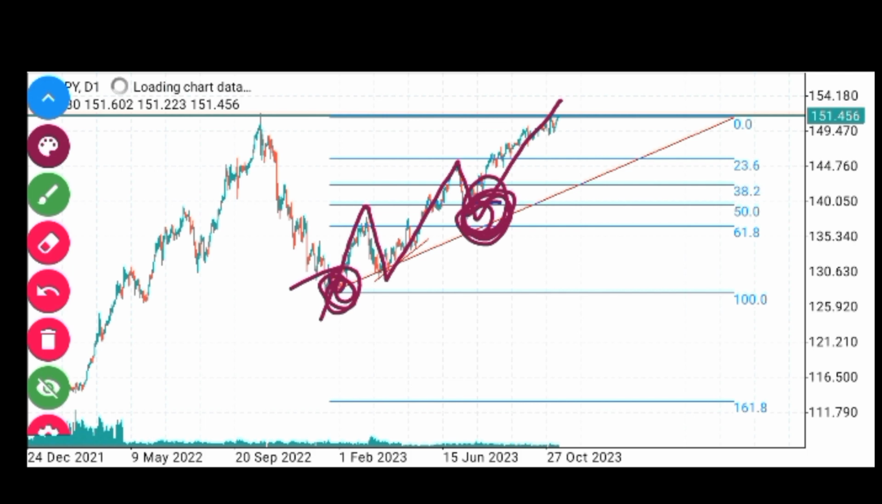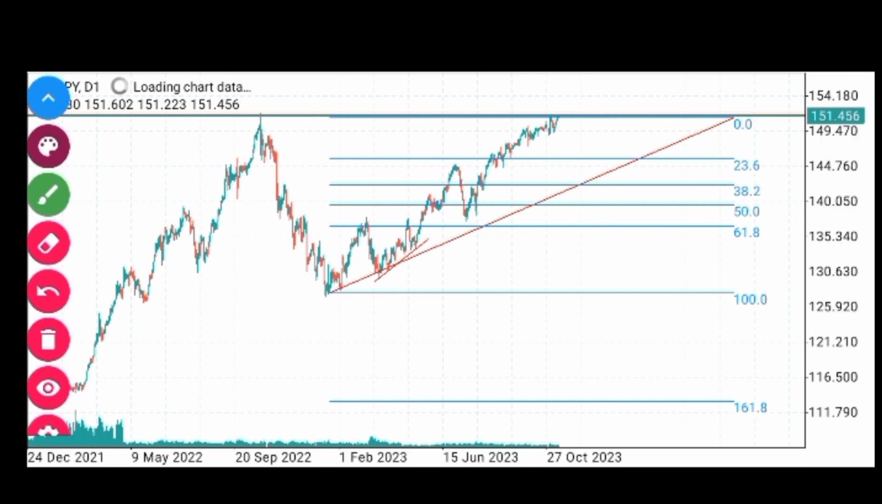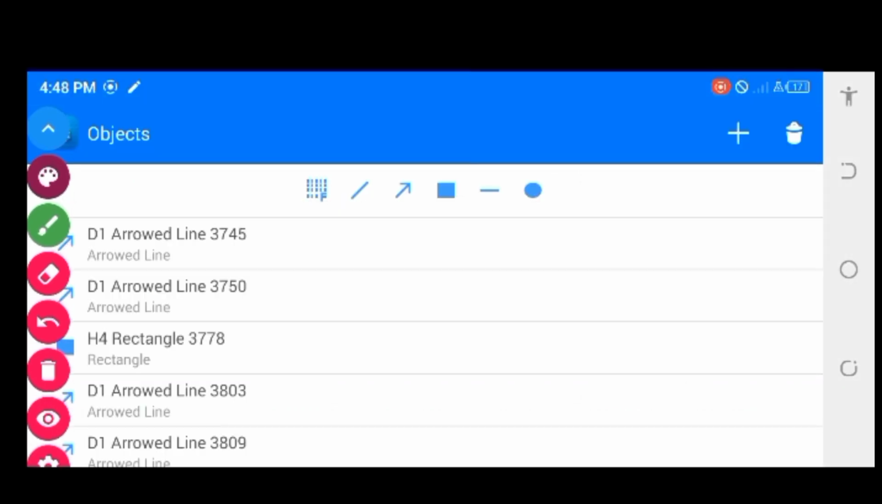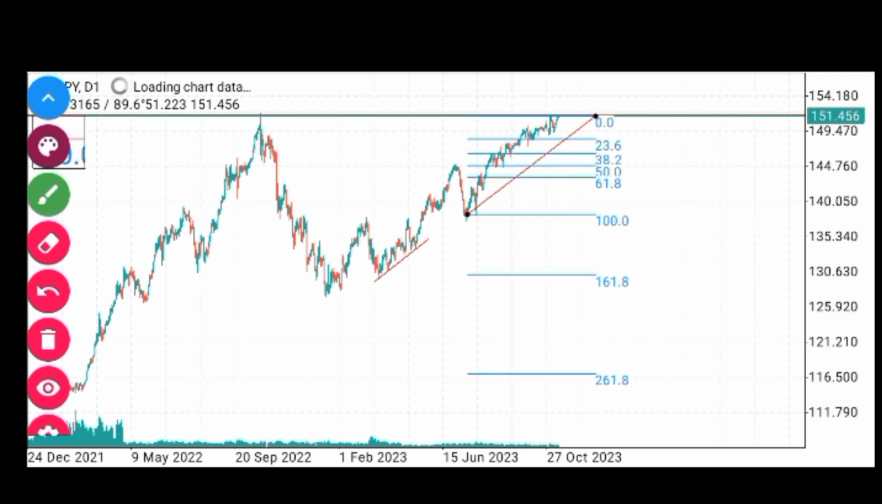So the right way I would have drawn it, because this is what the market is doing, you can see it directly. If I was to draw it, I'm just going to click on it right now. I will start drawing my Fibonacci retracement tool from here, because this is my swing low apparently, and this will be my swing high.